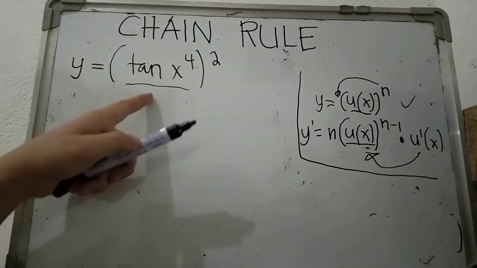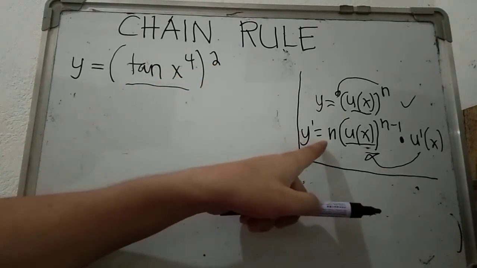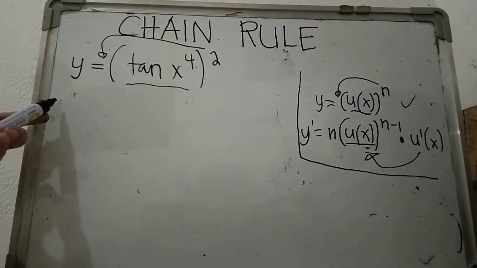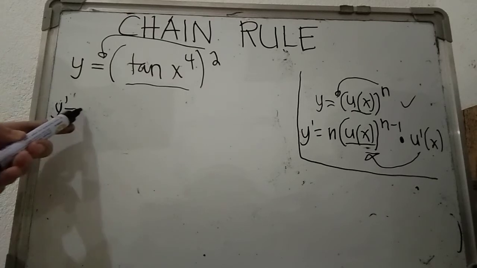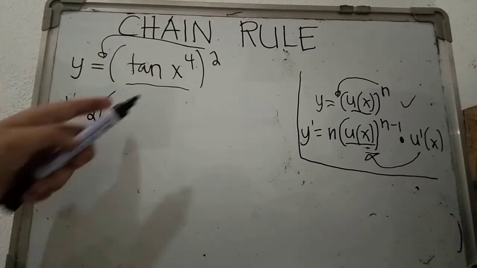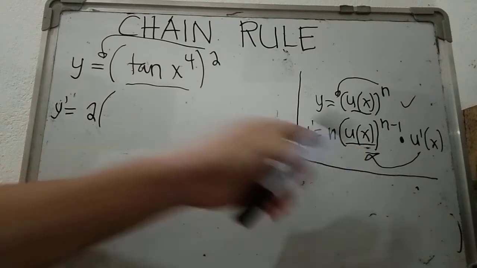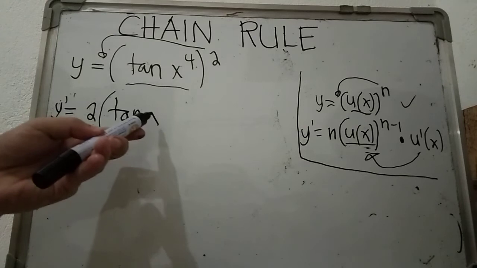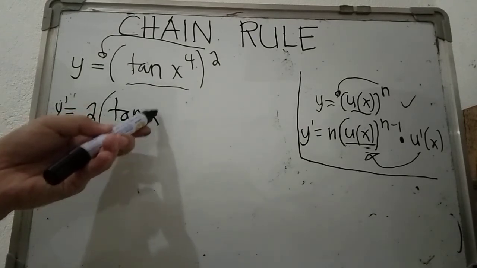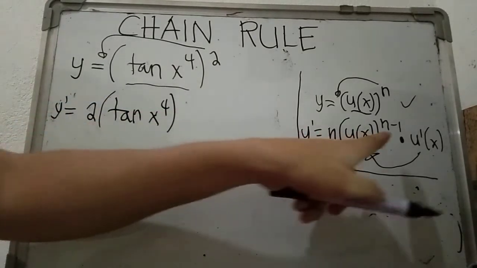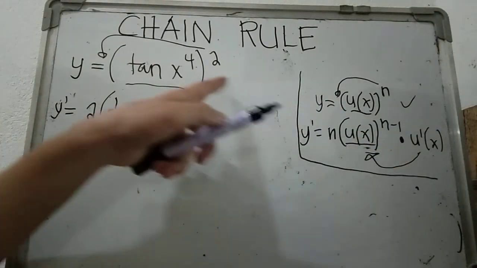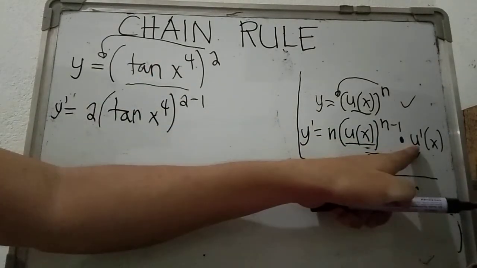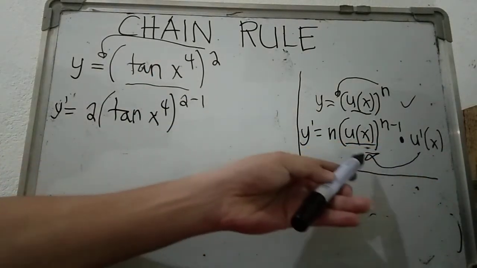So in answering and finding the derivative, all we have to do is to follow the same definition. So bring your exponent down. So we have here y prime is equal to 2. And then all we have to do is to copy the function inside the parentheses. So we have here tan x to the 4. And then by following this, you have to subtract 1 from your exponent, which is 2 minus 1. And then multiplying that with the derivative of the u of x.